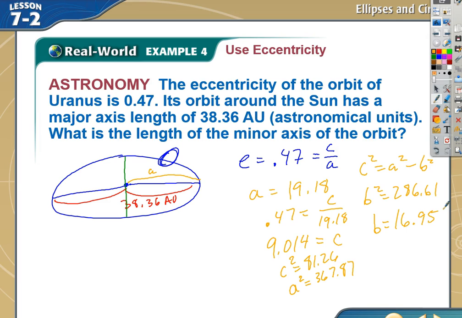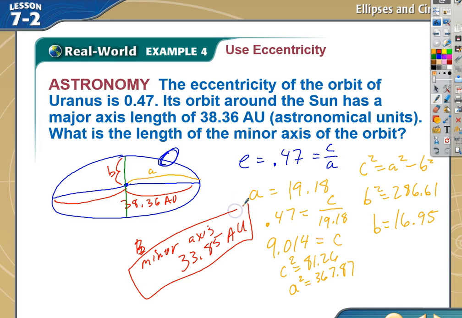Am I done? Not quite. Why? Because this is B, just that piece. When they ask for the length of the minor axis, it's asking for the whole thing. So I multiply that by 2, multiply B times 2, and I find out that that axis is 33.85. So the minor axis is 33.85 astronomical units. Ta-da! Done.